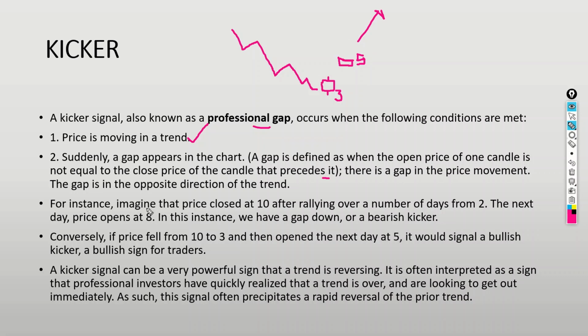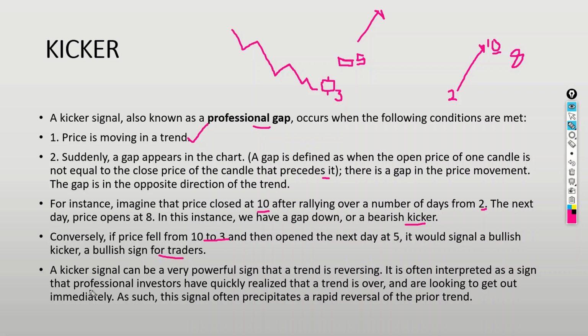So for instance, imagine a price closed at 10 after running over a number of days from 2. You're seeing the price moves from 2, goes high, then it closes at $10. Later on, the price opens at 8. Instead of opening at 10, which was the closing price, the price opens at 8. So that is a gap down. In this instance, we have what we call the bearish kicker. Conversely, if the price falls from 10 to 3, and then opens the next day at 5, it would signal a bullish kicker.